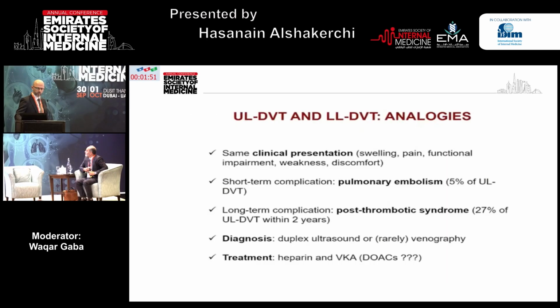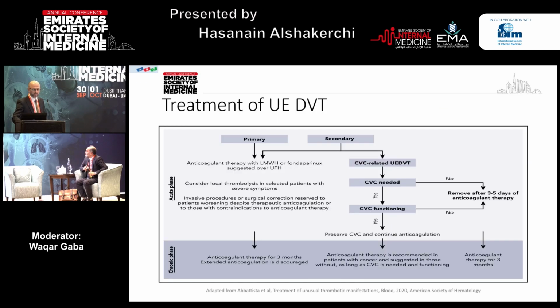So there are a lot of similarities between the upper and lower limbs. There is a risk of PE with upper limb DVT. They come with swelling, pain and functional weakness. Long-term complications are again similar. Diagnosis is similar, and treatment is more or less similar.